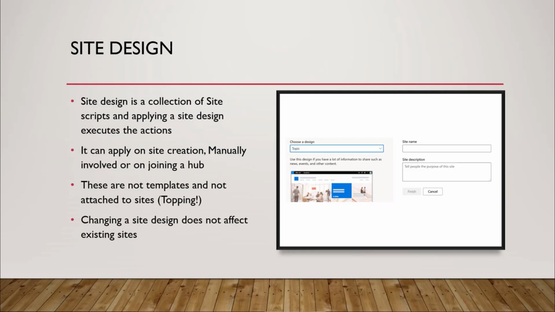It can apply on site creation. How do you trigger it? You trigger it on a site creation, you can manually trigger it, or you can also trigger it on joining a hub. I'm pretty sure everyone who has seen SharePoint Online has seen this screen. When you try to create a team site or a communication site, this is the screen you get. And this part, where it says choose a design, is where all your site designs are.